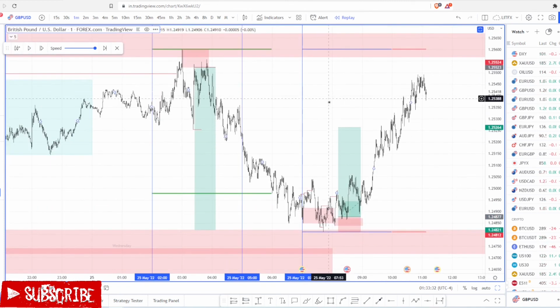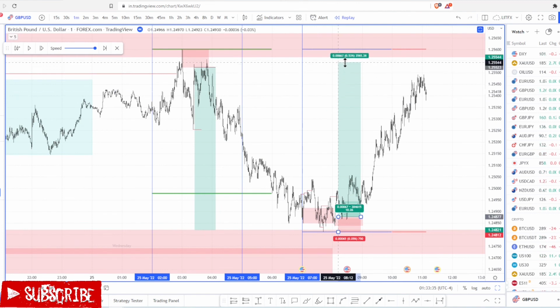And that was it. I believe my first target was here. I think so. Was my first target there? Let me check. No, my first target was here. Here was my first target, 1 to 3.88.